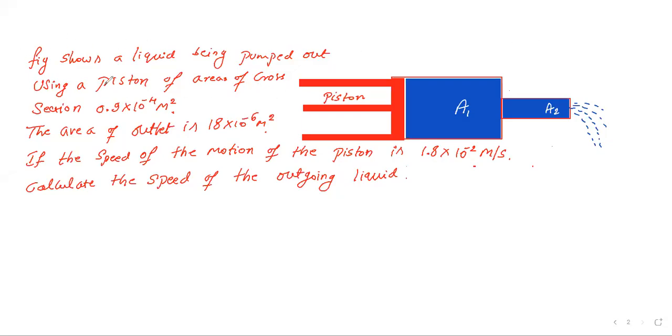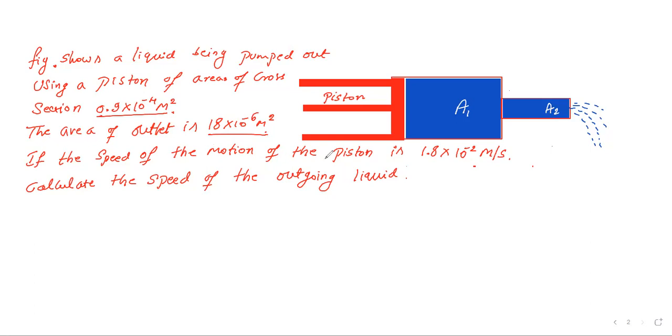So here is a problem. The figure shows a liquid being pumped out using a piston of area of cross section 0.9 × 10^-4 m². That means the area A1 is given. And the area of the outlet is 18 × 10^-6 m². That means the area A2.